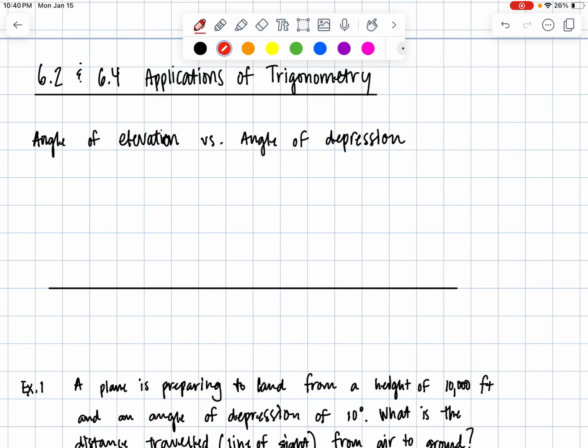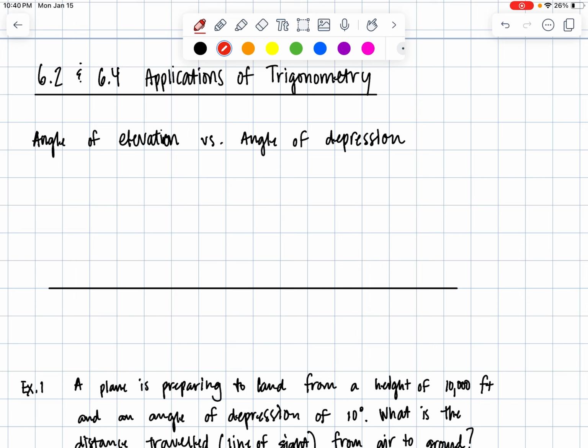Hello, and welcome to 6.2/64 Applications of Trigonometry. In this particular lesson, we are going to do a lot of pretty much word problems. This is kind of a combination lesson. And first and foremost, we're going to talk about angle of elevation.